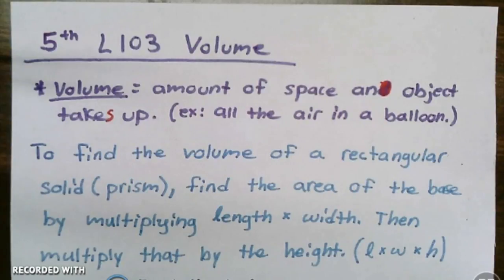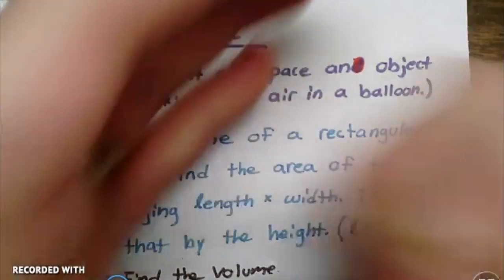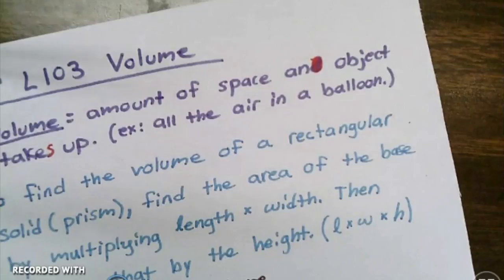Welcome to lesson 103 on volume. Volume is the amount of space an object takes up. An example would be the air in a balloon. As I blow up a balloon and it's this small, this is how much air is in it, and as it blows up and gets bigger and bigger, it can take more and more air inside of it. Its volume gets bigger. All the air inside of it is its volume.